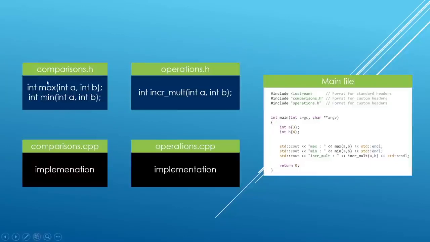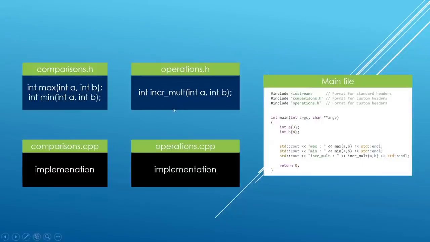Now, the two functions max and min are going to live in their own file, and that file is going to be split in two files. We're going to have a header file and a CPP file, which is going to contain the implementation. In the header, what we're going to have is just a prototype.